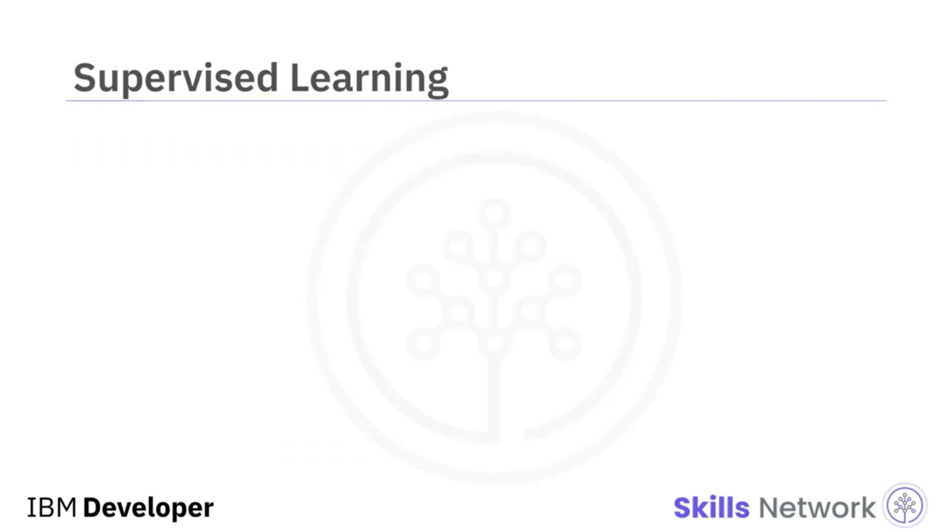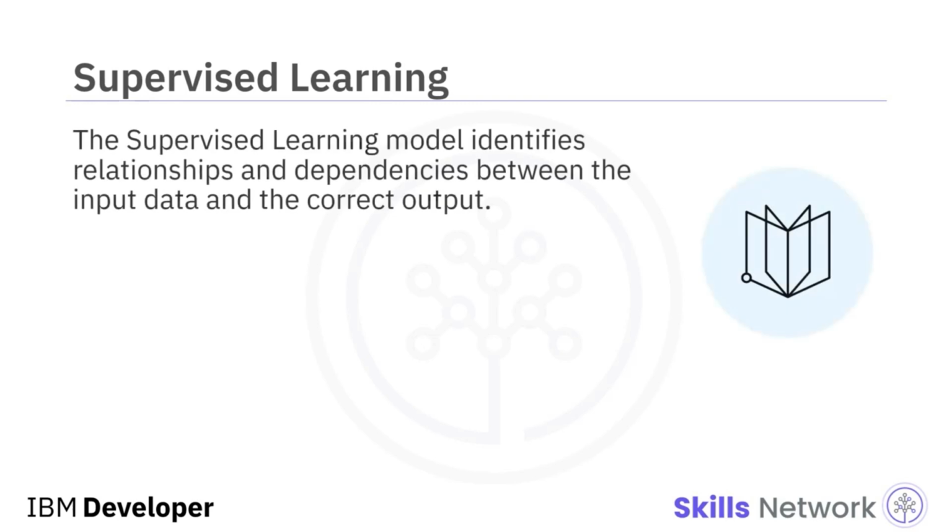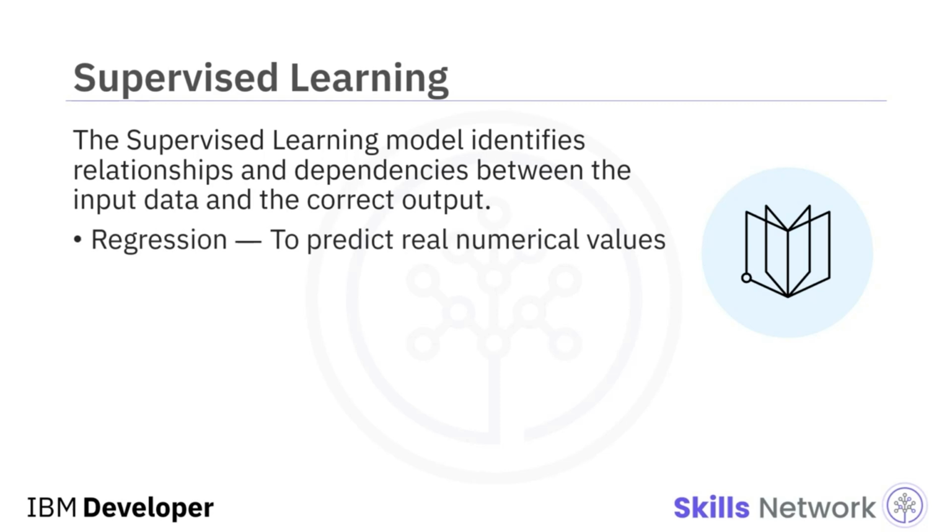The most commonly used type of machine learning is supervised learning. In supervised learning, a human provides input data and correct outputs. The model tries to identify relationships and dependencies between the input data and the correct output. This type of learning comprises two types of models: regression and classification. Regression models are used to predict a numeric or real value.